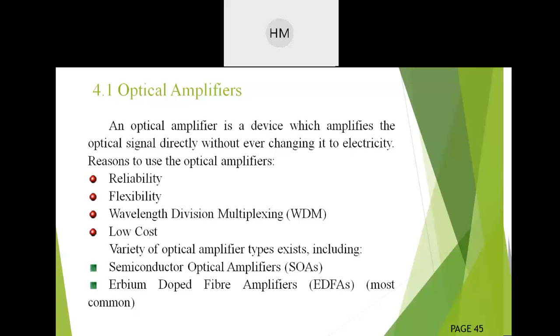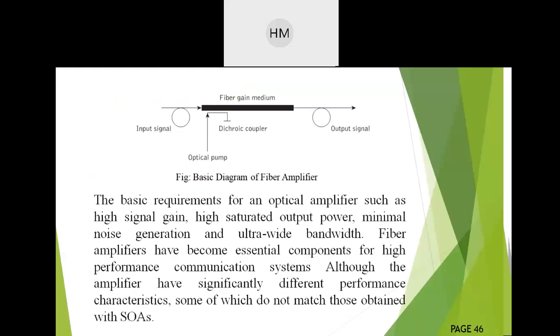And all these amplifiers provide wider spectral bandwidth. Hence, these optical amplifiers lend themselves to applications involving WDM. We have the Brillouin fiber amplifier also. The Brillouin fiber amplifier provides a very narrow spectral bandwidth. So these are the varieties of amplifiers.